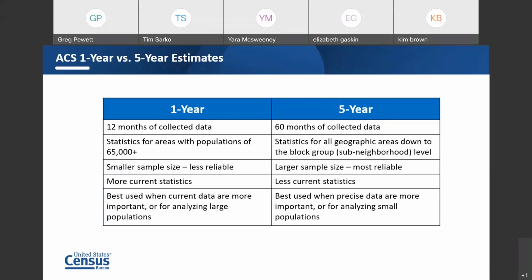The 1-year has a smaller sample size, so it's somewhat less reliable than the 5-year. The 5-year has a larger sample size. There's more data going into the 5-year estimates, so it's more reliable. The 1-year is more current, of course, and the 5-year is less current. The 1-year is best used when current data are more important or for analyzing large populations. The 5-year is best used when precise data are more important or for analyzing small populations.